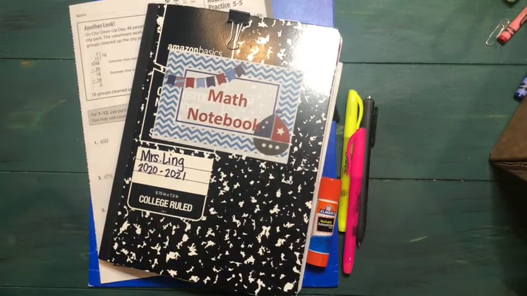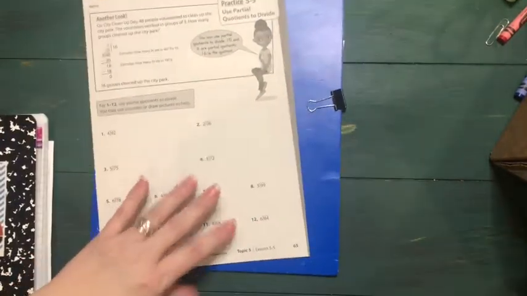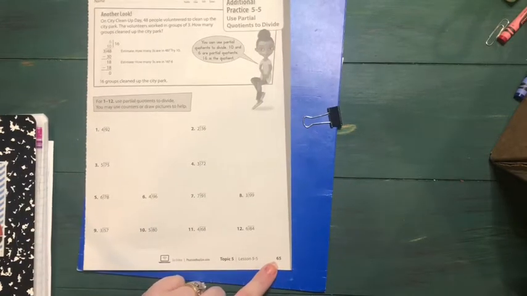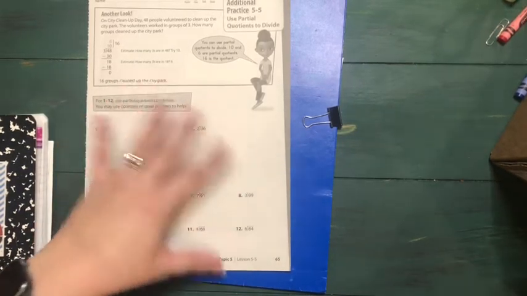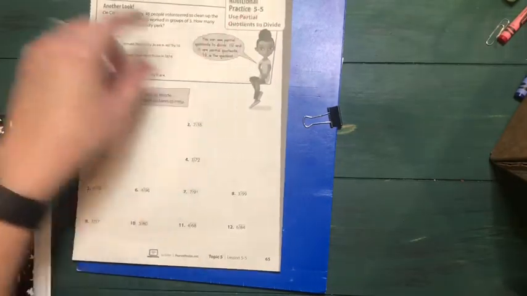Happy Thursday, mathematicians. Today for Math Workshop, you're going to need your math notebook, glue stick, highlighters, and a pencil, your Envisions workbook, page 65 and 66. You will be skipping some of the lessons in the workbook that we will be revisiting later and putting together. So today it's going to say 5-5, use partial quotients to divide.